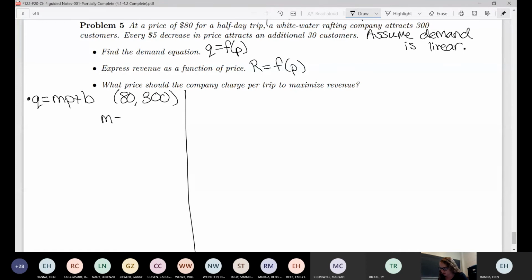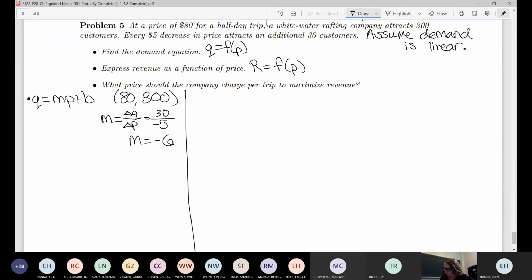So if we think about the slope here, that would be a change in Q over a change in P, you know, change in quote unquote Y over change in quote unquote X. So the change in Q, well, that's going to be the amount of customers. We're told that it attracts an additional 30 customers. So we would have 30 over the change in price. Well, it tells us for every $5 decrease. So the change in price would be -5. So our slope here is going to end up being -6. Because again, that second sentence essentially sets up the slope for us. It tells us that a decrease in $5 attracts an additional 30 people.